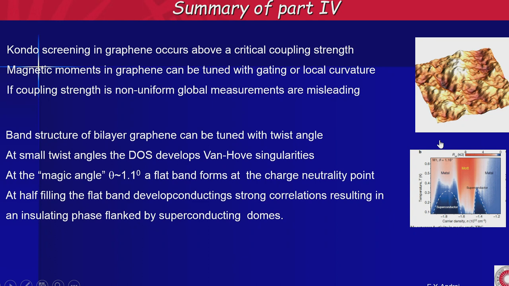And in the second part, we talked about twisted graphene. The band structure of bilayer graphene can be tuned by a twist with an angle. At small twist, the density of states develops Van Hove singularities, which are very interesting because that's where correlations can be observed. At the magic angle, a flat band forms at the charge neutrality point. And if it's half full, you develop an insulator. We don't know what that insulator is. And on the two sides, a superconducting phase.